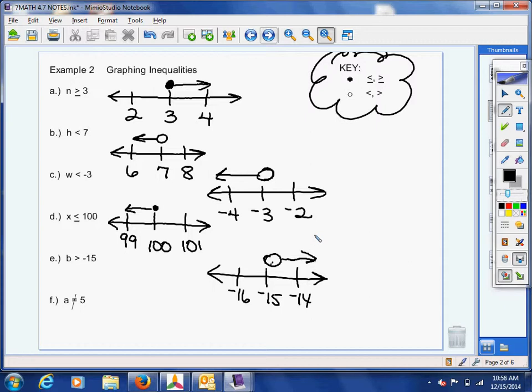There's a really cool trick. It only works if the variable is on the left side of the inequality. It doesn't really work on the right side, okay? But when the variable is on the left, notice, is there kind of a correlation between the way your inequality is pointing and the way your arrow is pointing? Do you see kind of a correlation?